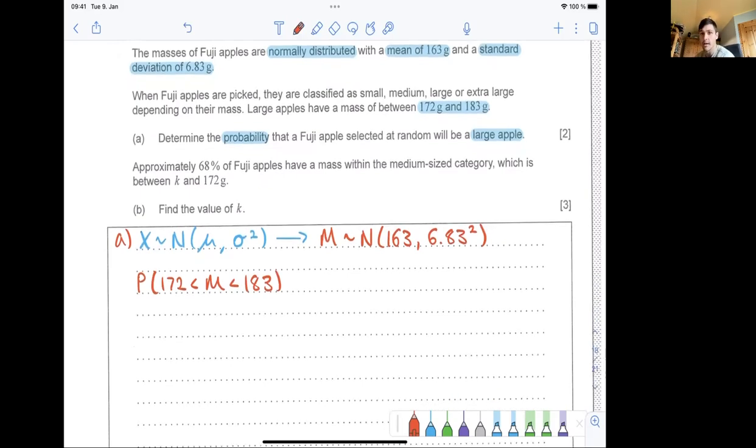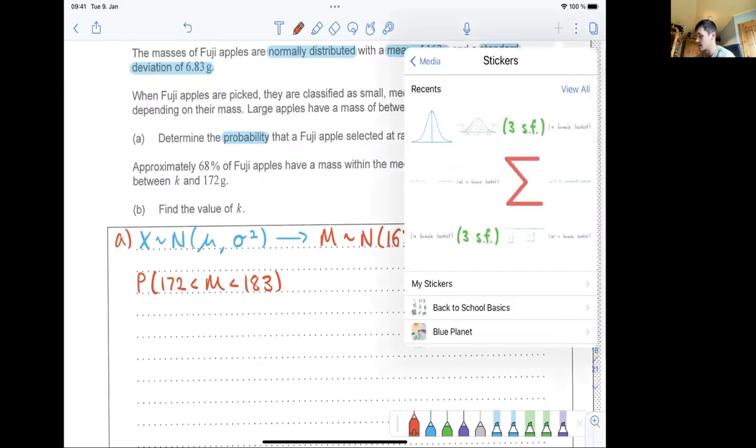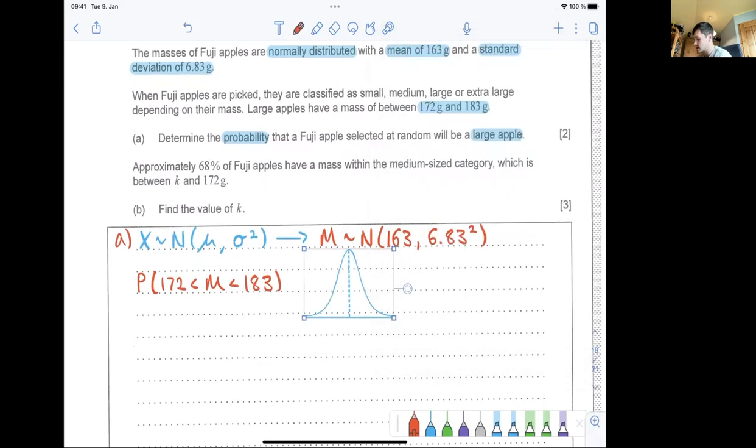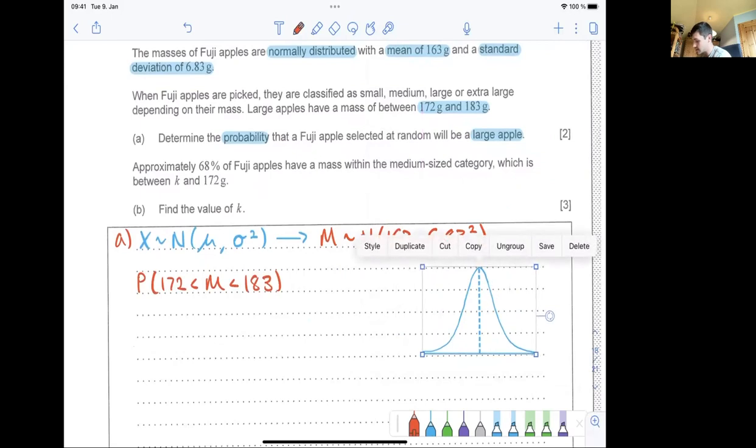A bit of a hint for these questions is to draw yourself a little sketch of a normal distribution, a bell curve, so you can visually see the probability that you're trying to find. So here I've got this one. It's not perfect, but it doesn't have to be, even in your exam. It's just a quick little one, and a couple of vertical lines to visualize the probability that we're trying to find. So for this one, we are trying to find roughly the probability that a randomly selected apple falls between this range here, okay?